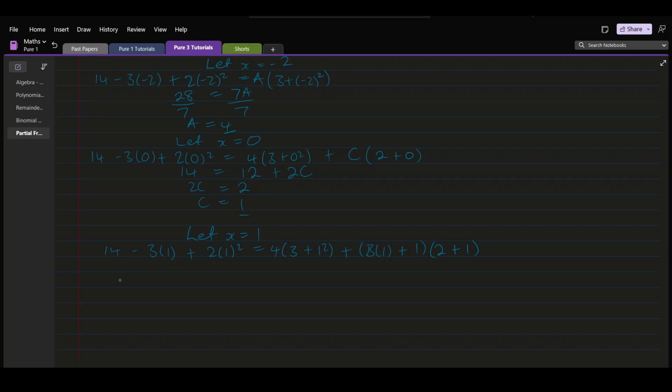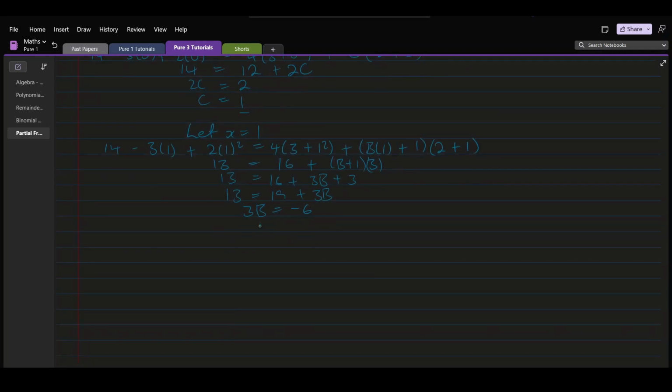So if we simplify the left-hand side, that's 14 minus 3, 11, plus 2, that is 13. And then on the right-hand side, we've got 4 times 3 plus 1 squared. It's 4 by 4, 16. And then we've got plus b plus 1 times 2 plus 1, which is 3. So that's 13 is equal to 16 plus 3b plus 3. So 13 is equal to 19 plus 3b. 3b is equal to 13 minus 19, which is negative 6. Divide both sides by 3, you get b is equal to negative 2.